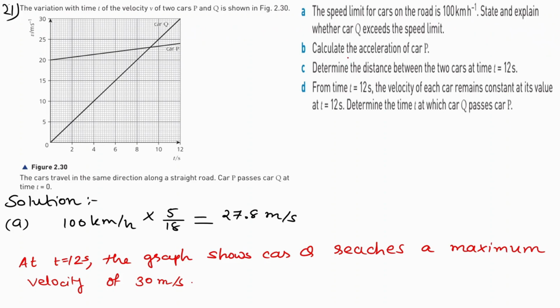Question B says calculate the acceleration of P. Now, you know how we find the acceleration from the velocity versus time graph. We just have to find the slope. If you find the slope of this line of car P, you can easily get the acceleration.